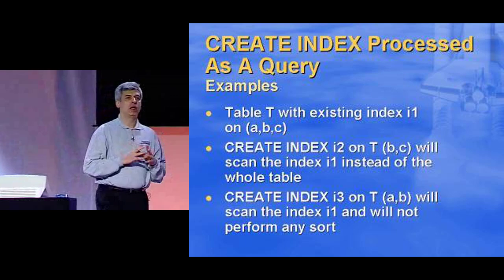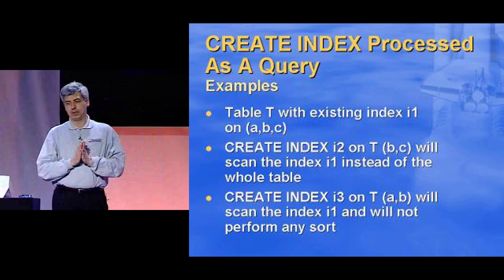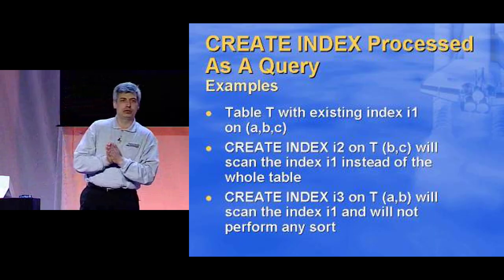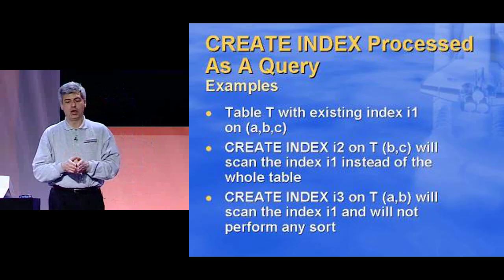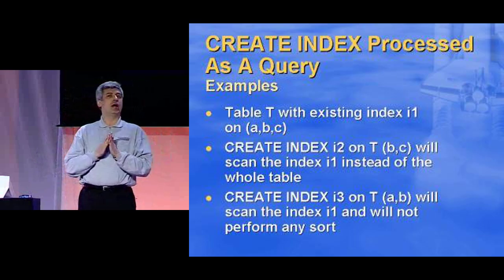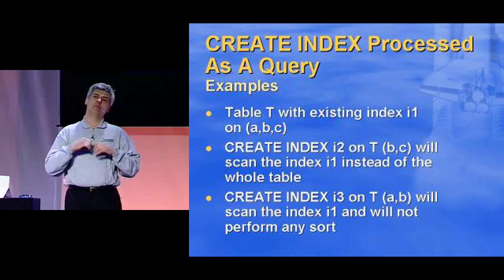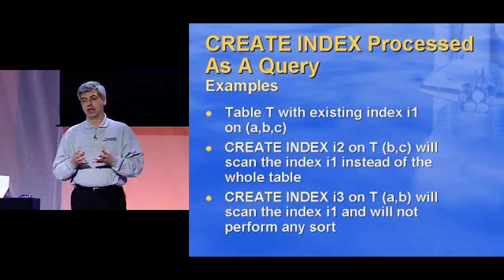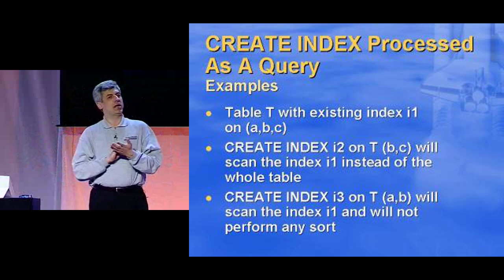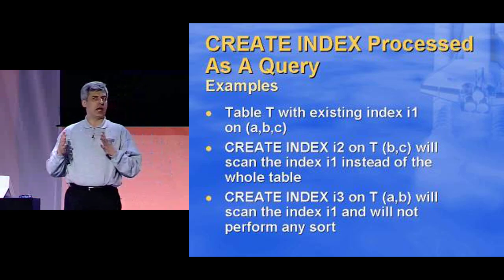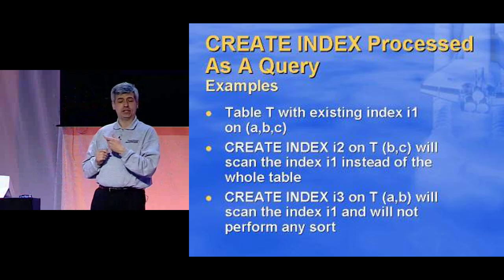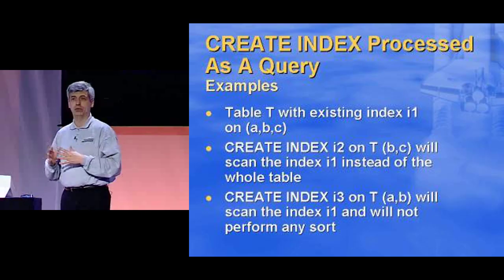Here is an example. Assume that I have a table and an existing index I1 on columns A, B, C, and I'm going to build another index, I2, on columns B and C. In SQL Server 7.0, while building the index I2, we perform a full table scan, do the sort, and build the index. Now, the Query Optimizer is costing what is better. Is it better for me to read the whole table, or can I access the existing index I1? Most probably the I1 index needs fewer IOs and less processing, so we will opt for it.